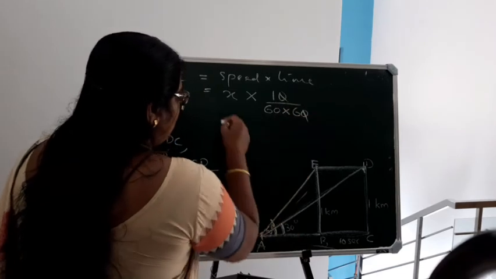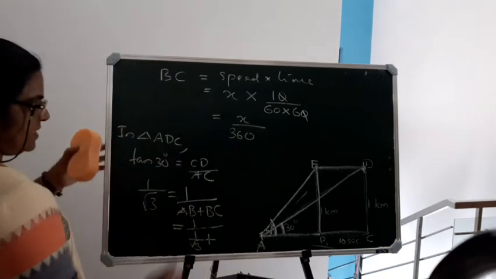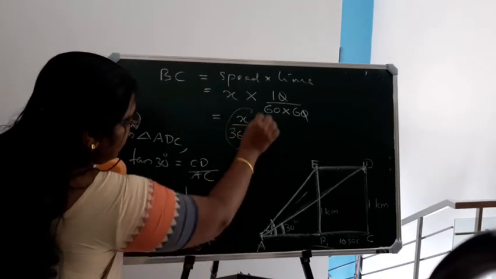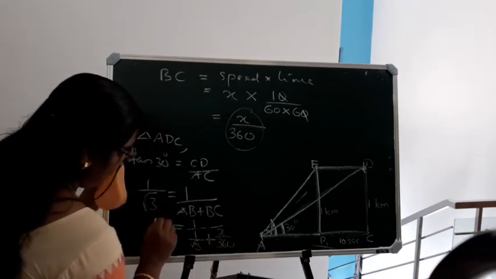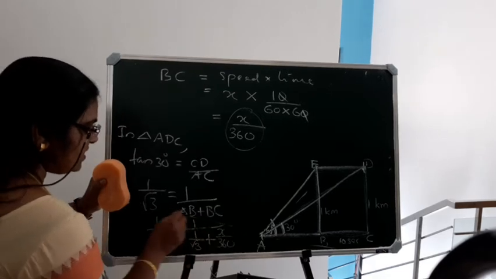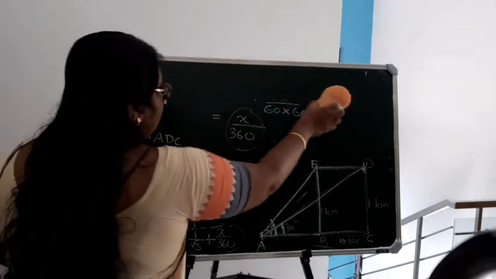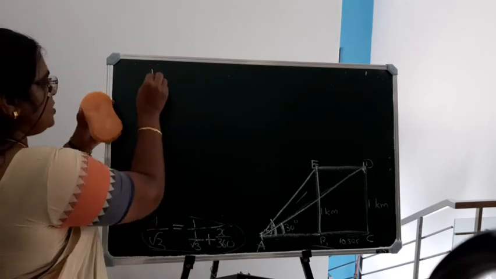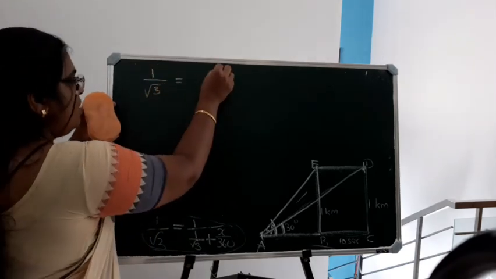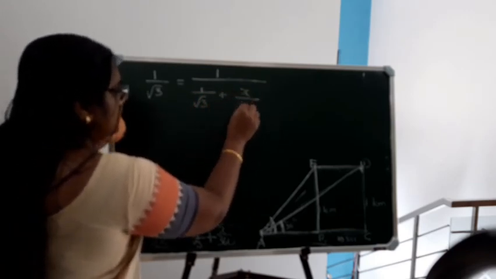So 10 seconds is equal to x by 360 for BC. We substitute BC as x by 360. This is 1 by root 3. Just simplify this equation and find x, the speed of this aeroplane. Our equation is 1 by root 3 equal to 1 divided by 1 by root 3 plus x by 360, and find x.